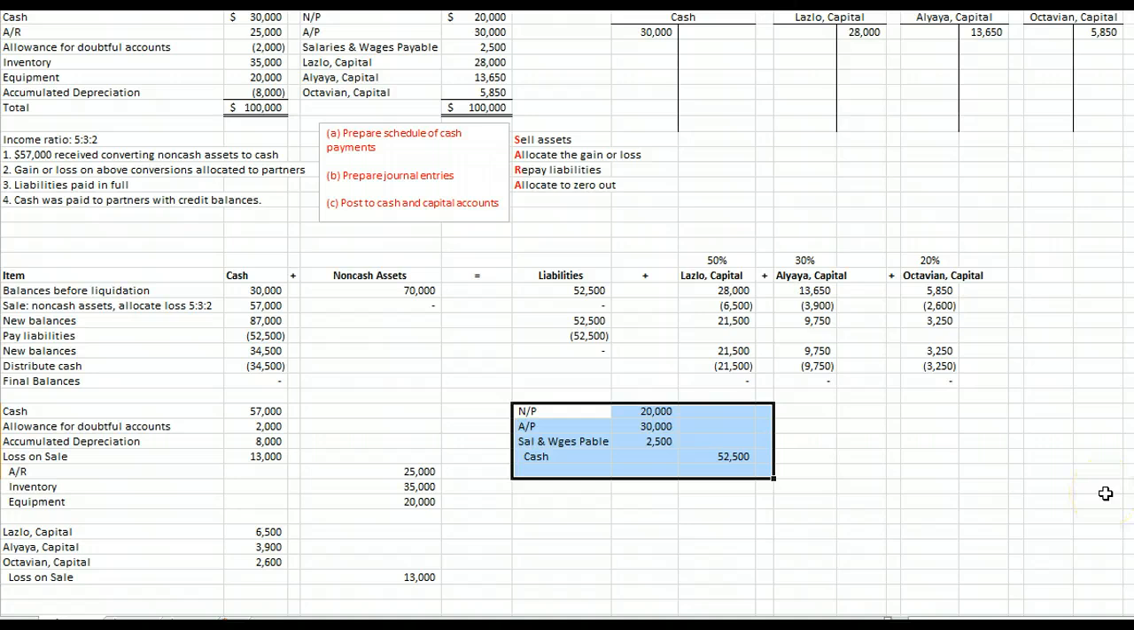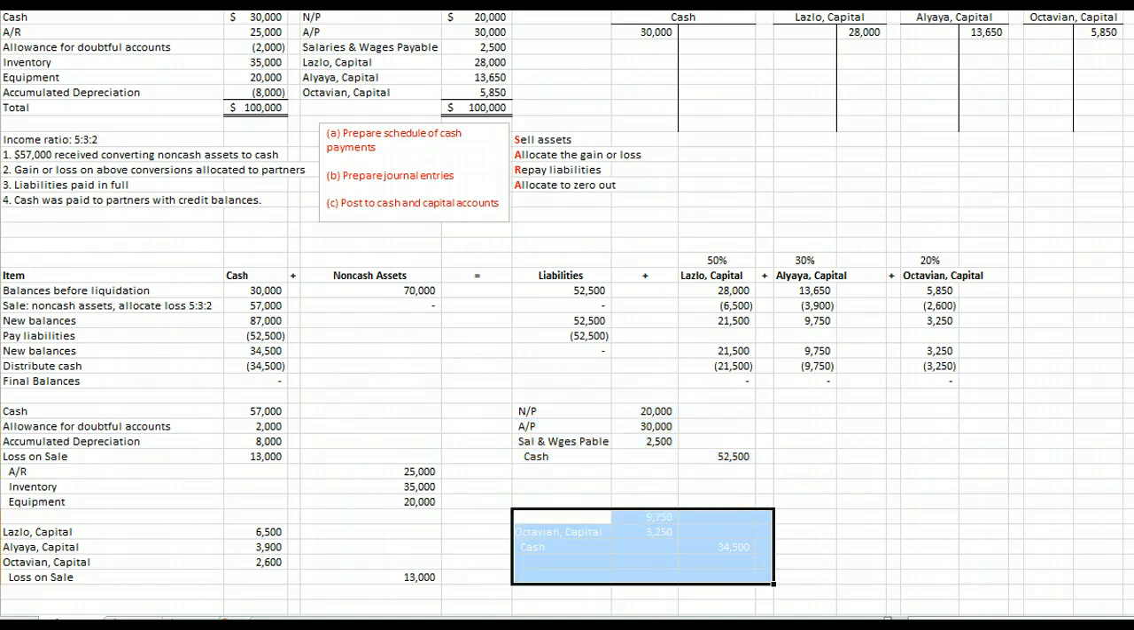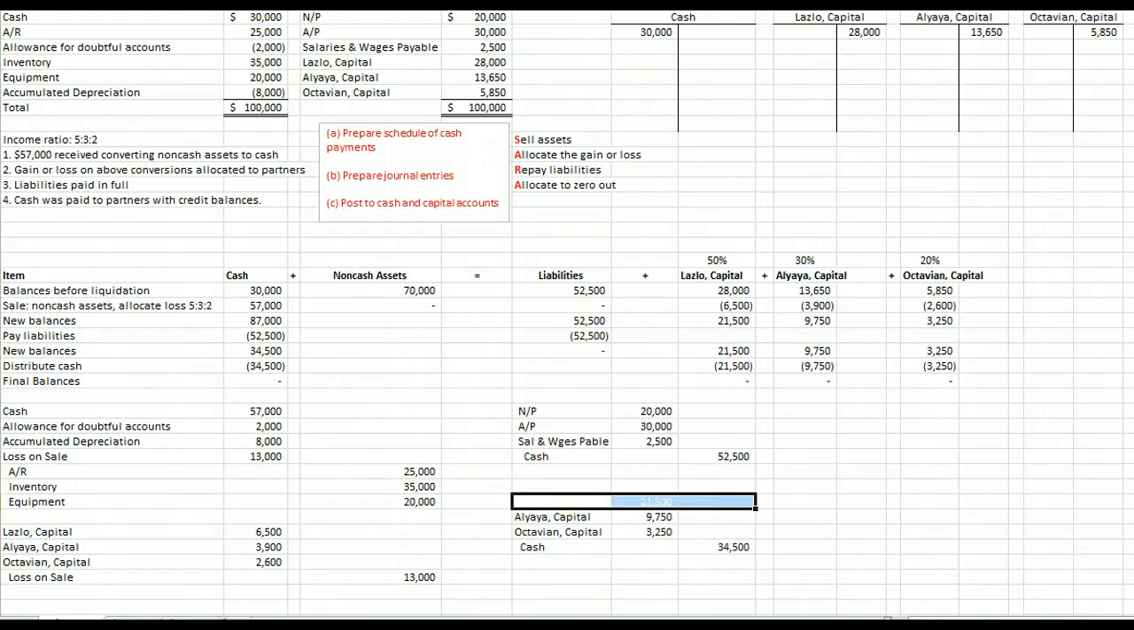And lastly, as far as journal entries go, we have to post this stuff to the partnership accounts. So in other words, we have to zero out the partnership accounts. So we take all the cash, which all that's left is $34,500, and we give it to Laszlo for $21,500, A for $9,750, and O for $3,250. And that zeroes out the left-hand side and the right-hand side.